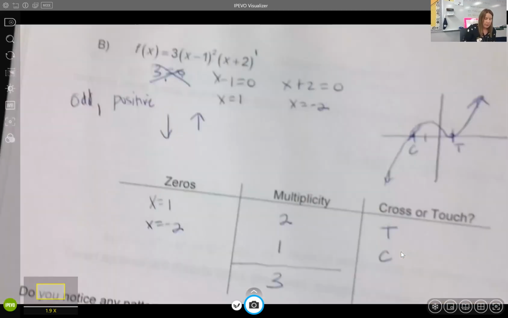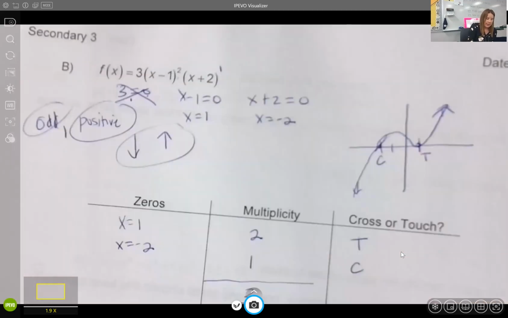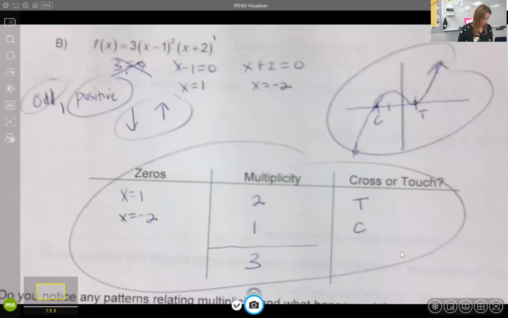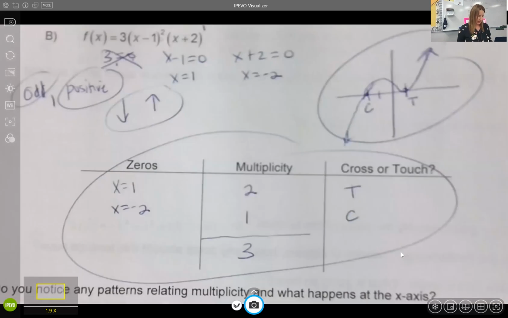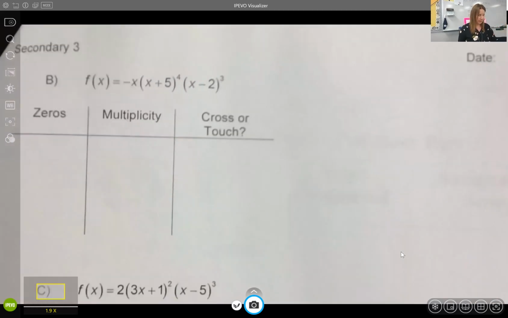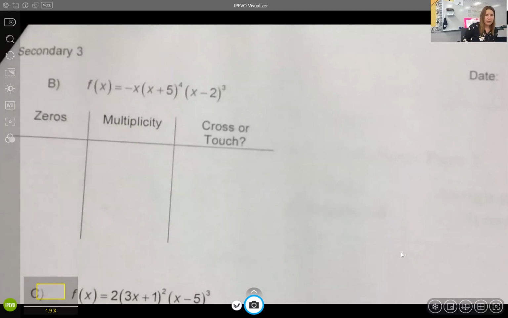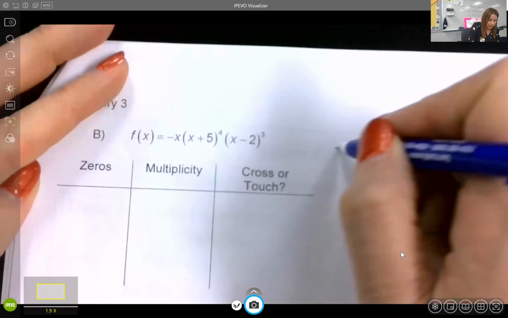So for your work, you need to show odd, positive, and the behavior, have a sketch, and then your table. Okay? All right, so we're able to do this without a calculator, and we're going to skip over here, and I'm going to do one more example, B, right here, and then we'll do the last part, okay? So each part, I set equal to 0.